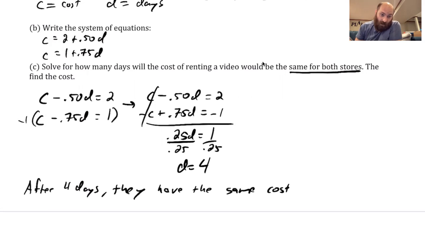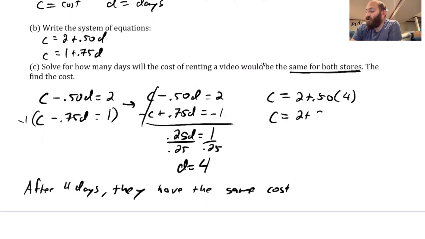But let's find out what that amount is. So I'll just pick one of the equations. Actually, I'll go way back to the original equation. c equals 2 plus 0.50 times 4. So c is equal to 2 plus 2, so 4. So I got 4 and 4. That works out. So after 4 days, they have the same cost of $4.